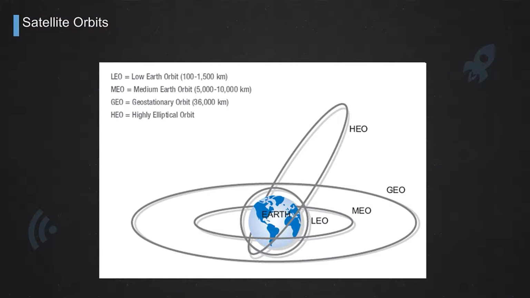There are medium Earth orbits that are in between the LEO orbits and the geostationary orbits, and there are several applications for MEO orbits. For instance, the navigation satellites like GPS or Galileo are in MEO orbits, medium Earth orbits.